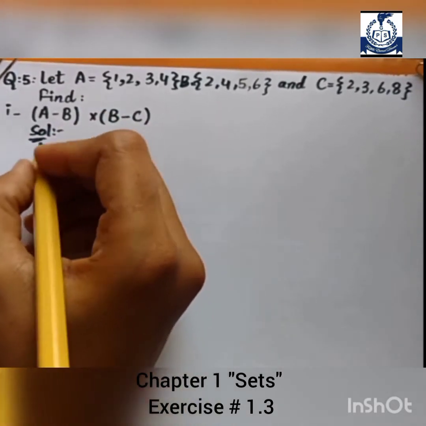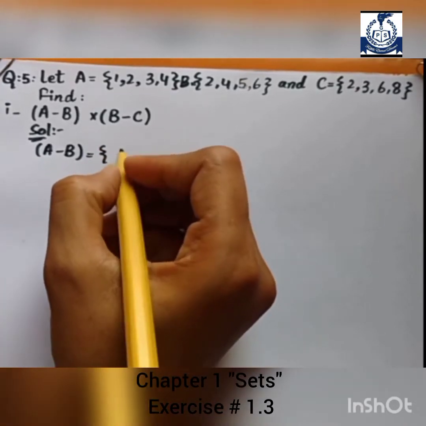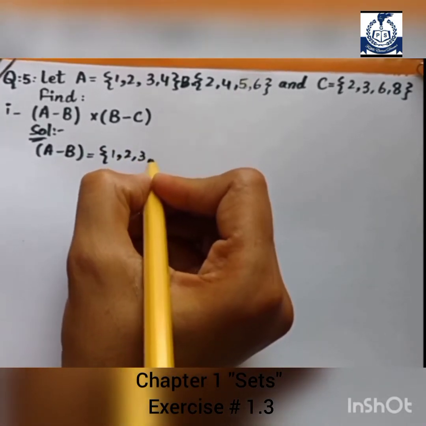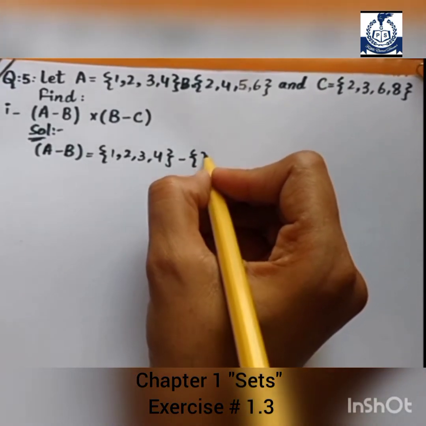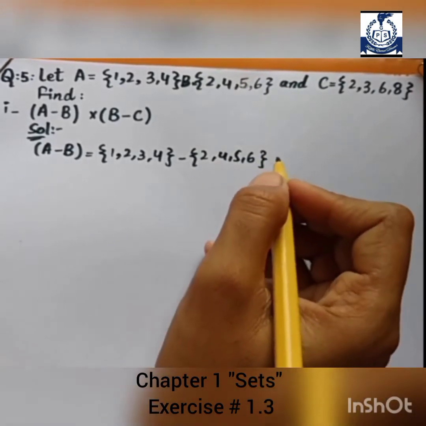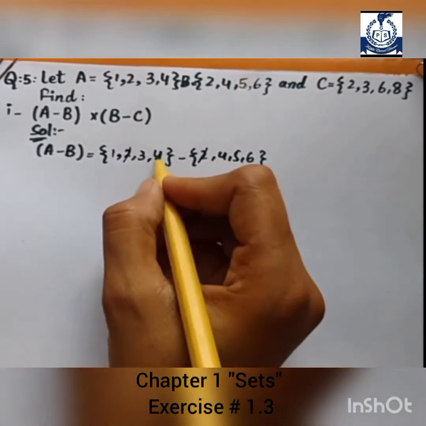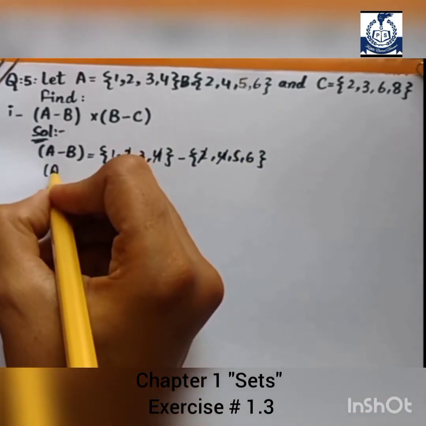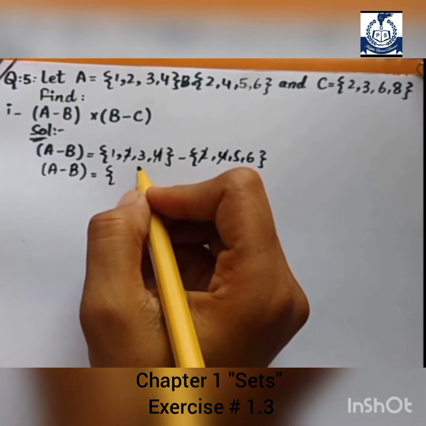So solution, A minus B is equal to, in a place of A we write 1, 2, 3, 4 which are the elements of set A. In the place of B we write 2, 4, 5, 6 which are the elements of set B. We cancel out the same elements which are 2, 4 and we write the remaining elements of set 1 which are 1, 3.